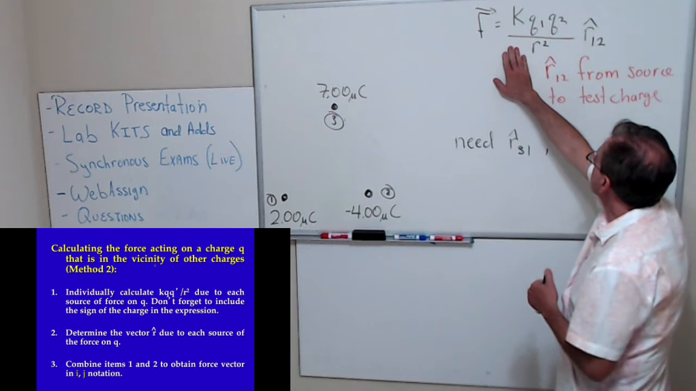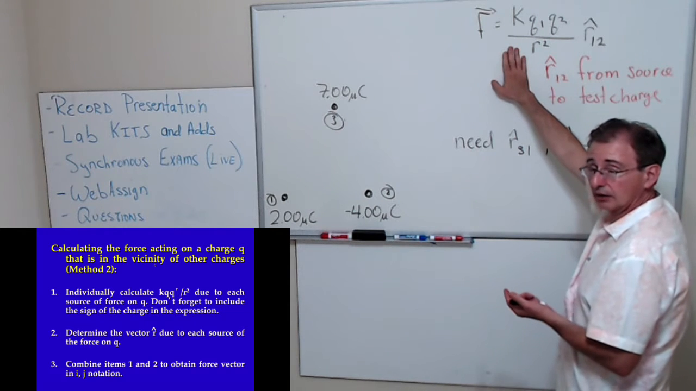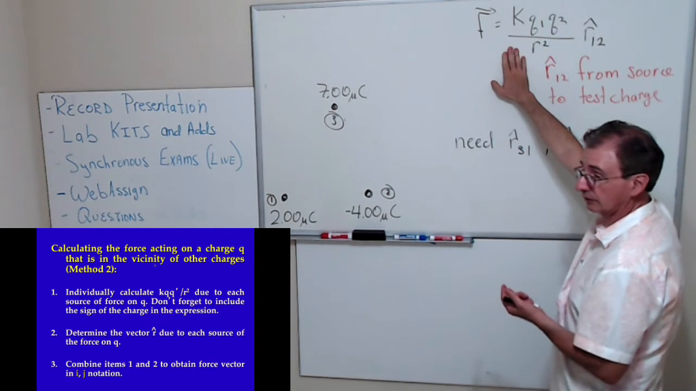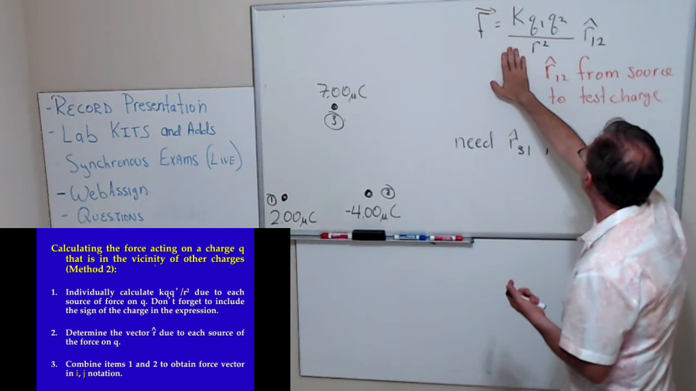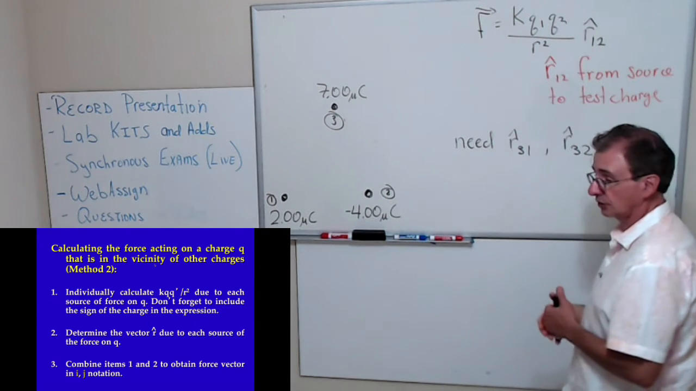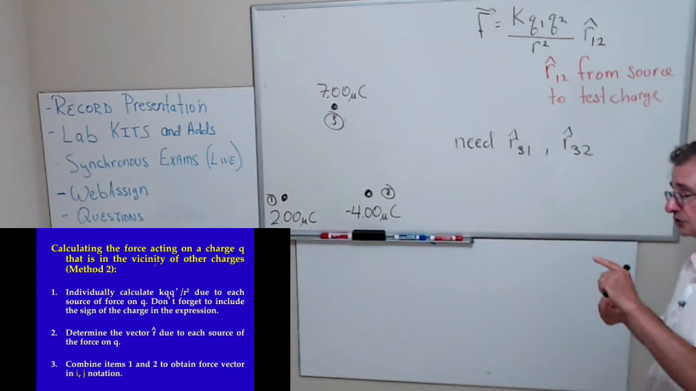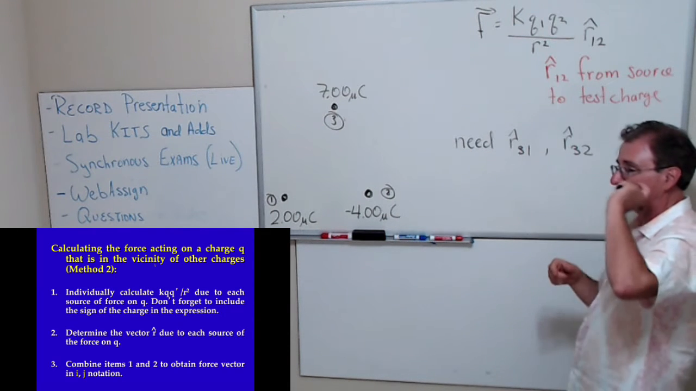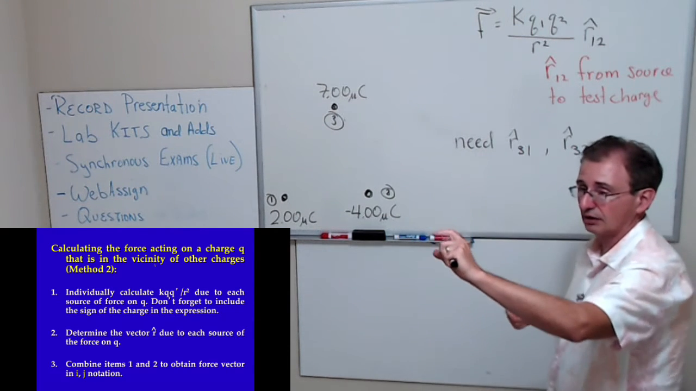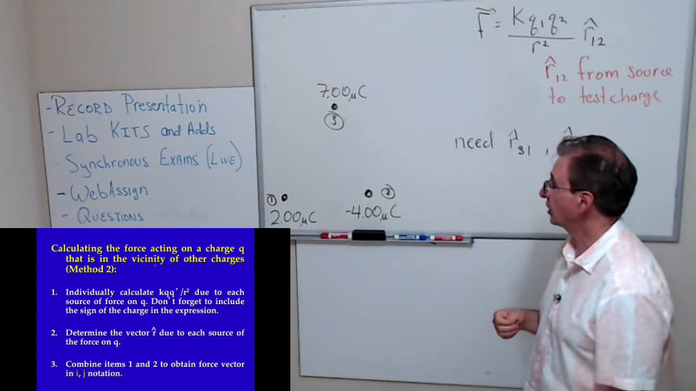I wrote this in class. This is one of the ways to write Coulomb's law in vector form. This is the way I actually write it, where r12 is the unit vector that points from the source of the force to the object you're trying to study. We call that the test charge.